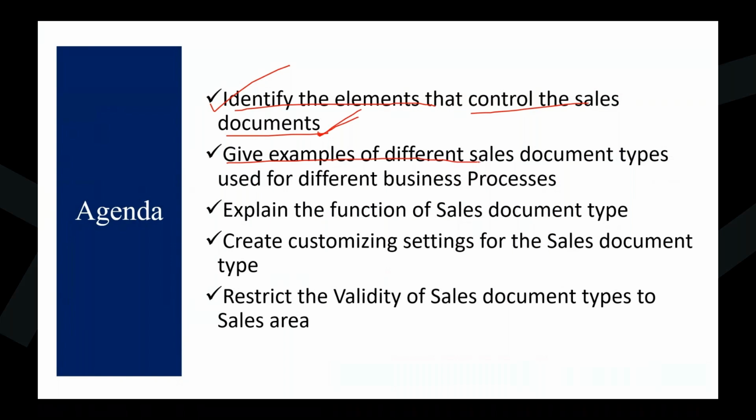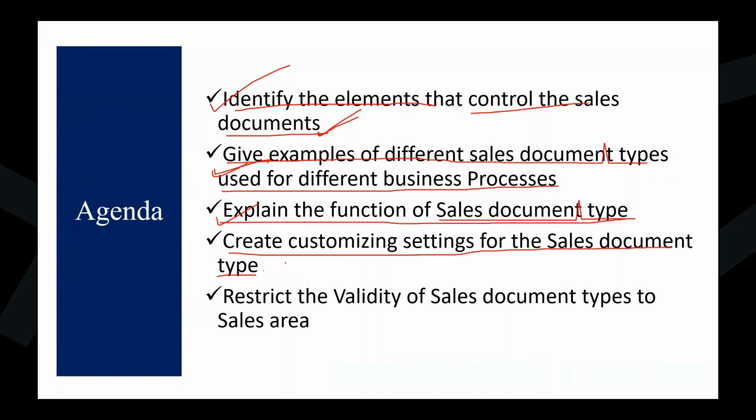Give examples of different sales document types used for different business processes. We will see different document types we have. Explain the function of sales document type, what sales document type actually does, that we will see. Create customizing settings for the sales document type. So we will see today configuration, basically backend customizing.